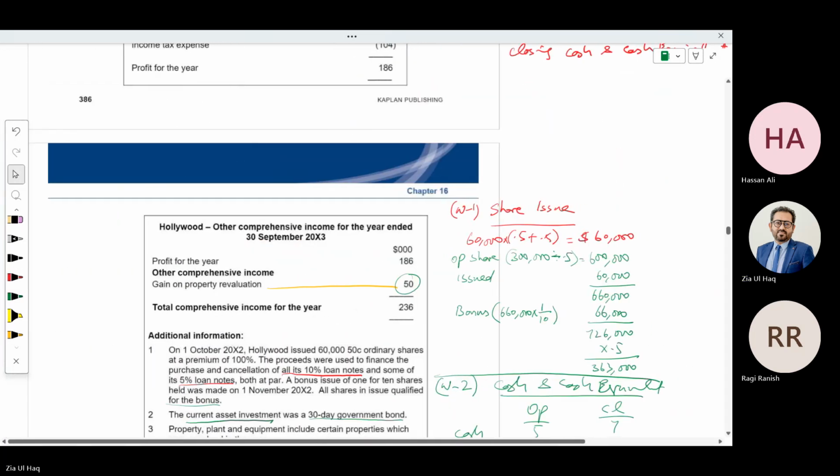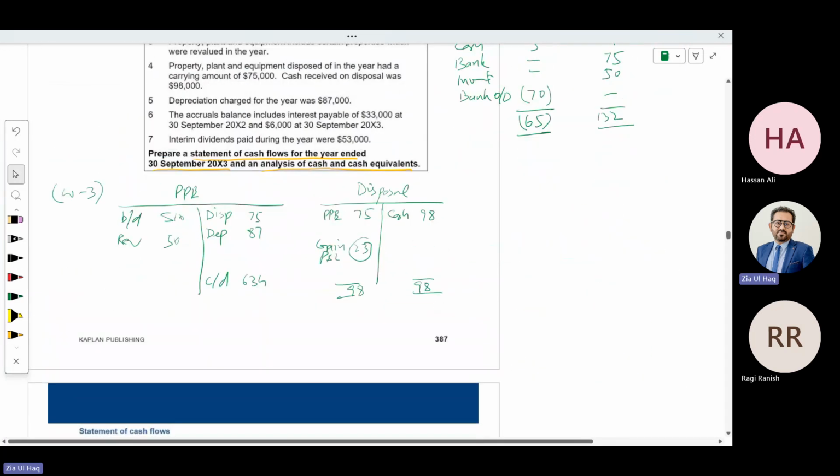What else? If we end up with this property, plant and equipment account, what figure are you getting? Can you make a total, please, and see what figure you are getting from here. It's a balancing figure: 236. What is that 236?